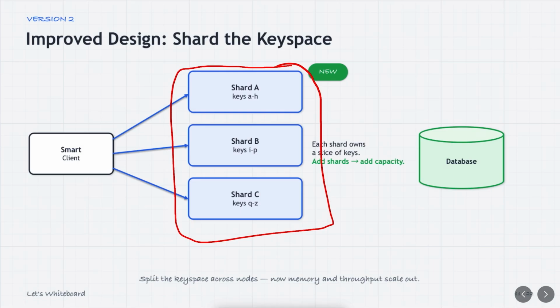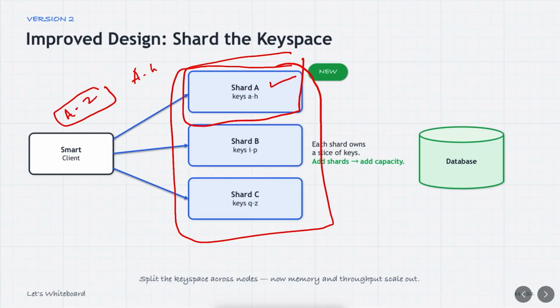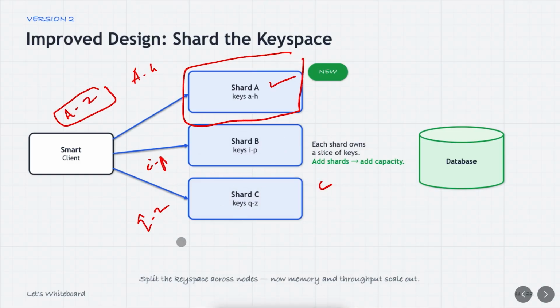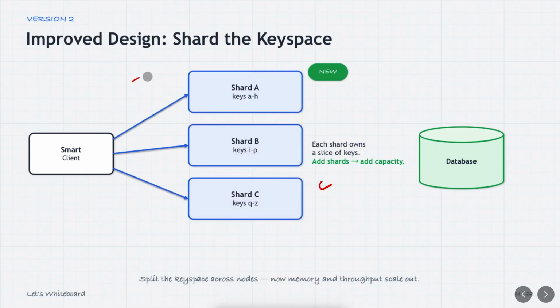What does sharding here mean? If we are storing keys from A to Z, we are making each node only store keys up to a certain range. For example, A to H go in A, I to P go in B, Q to Z go in C. This is just an example, but this is how we are designing our system. So we are basically sharding the information that goes inside these cache servers.